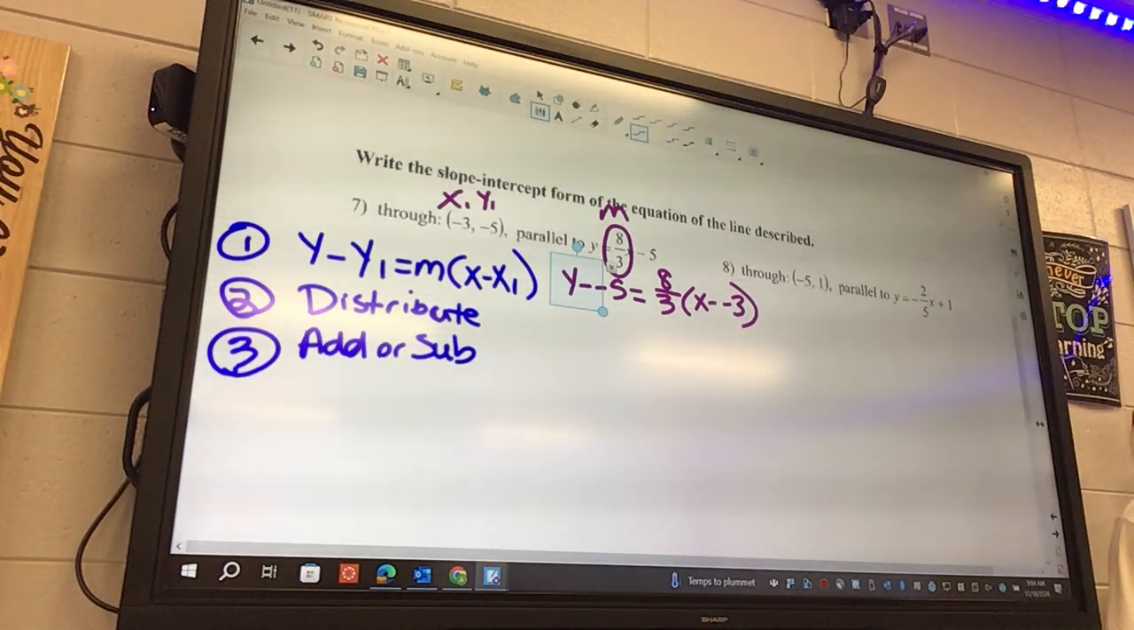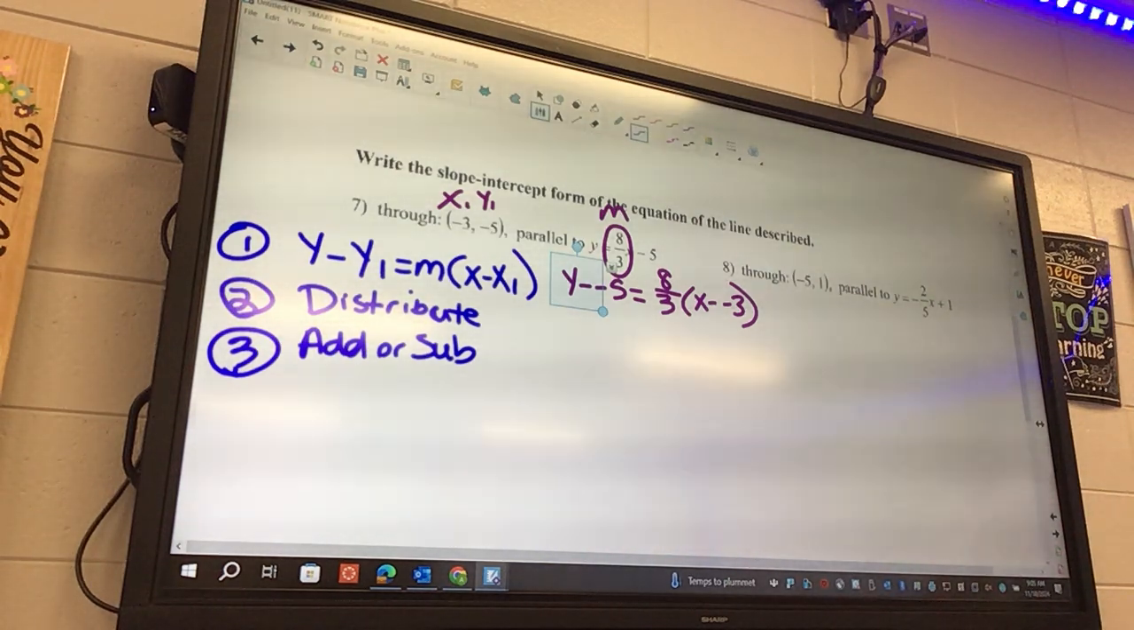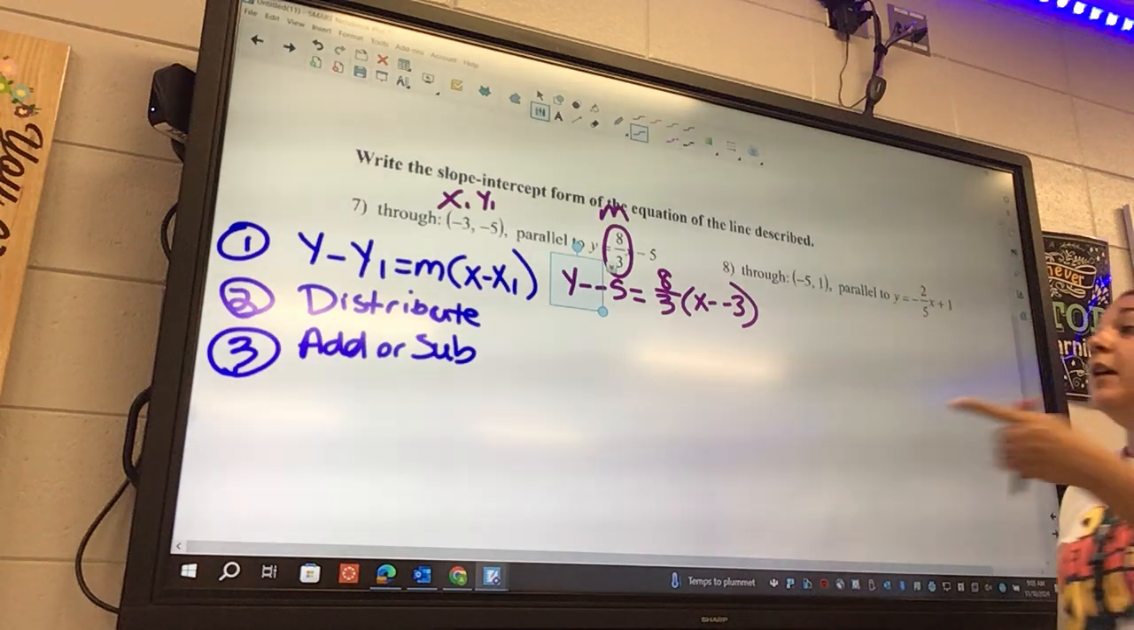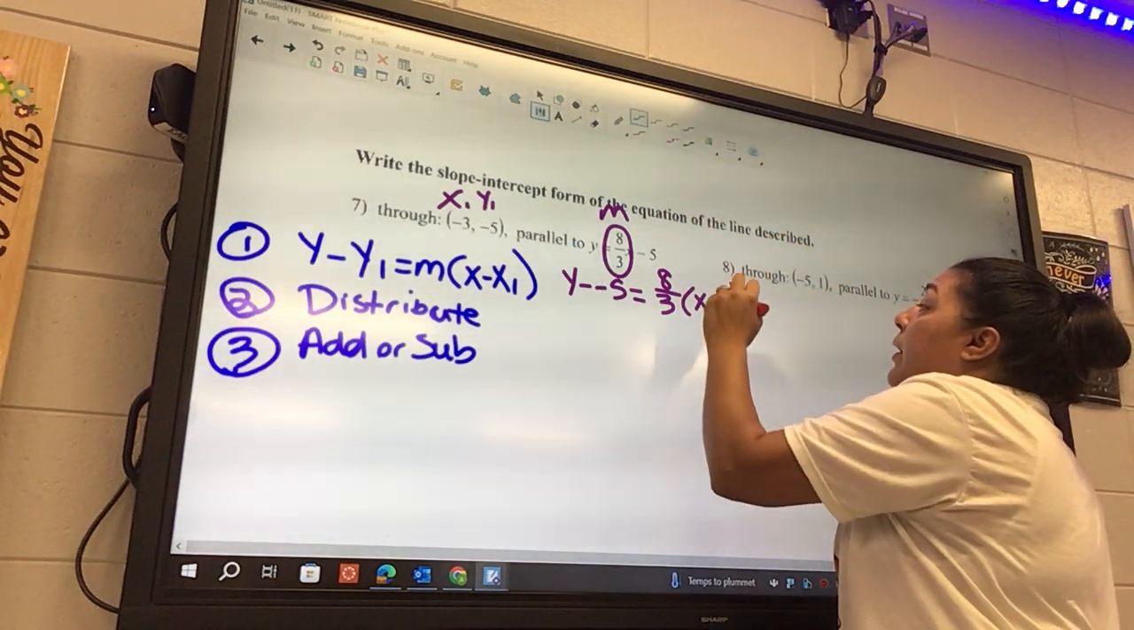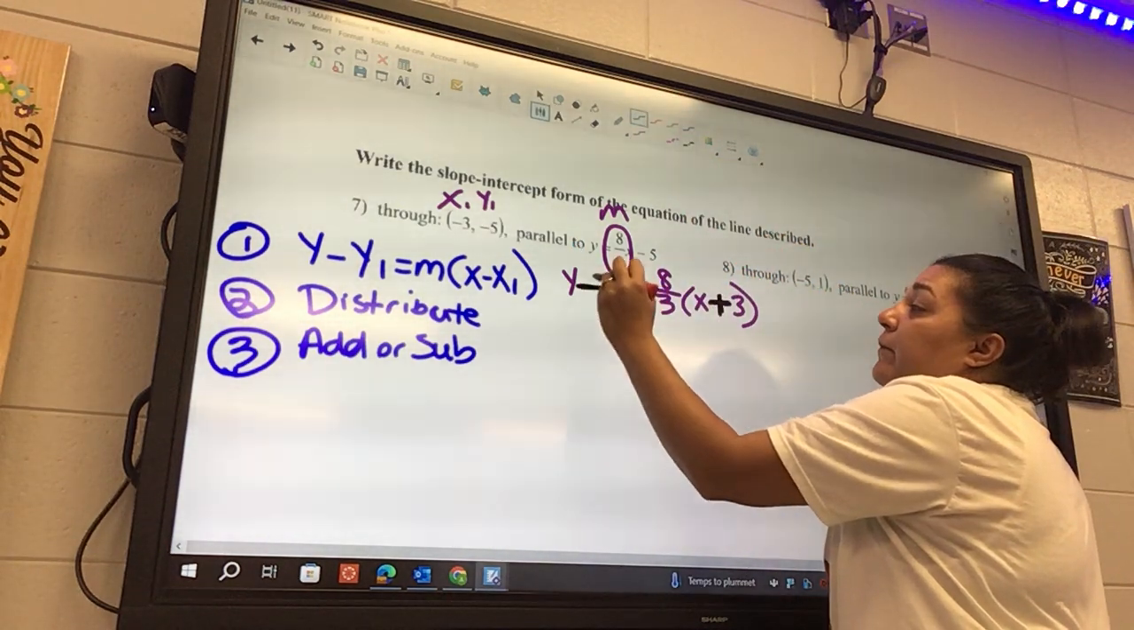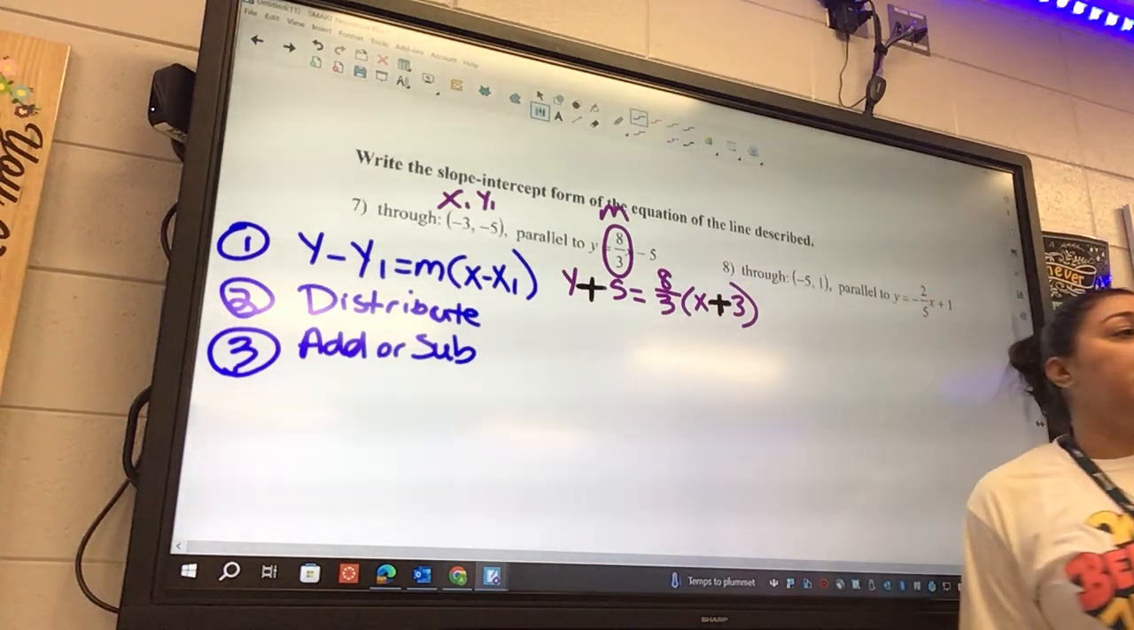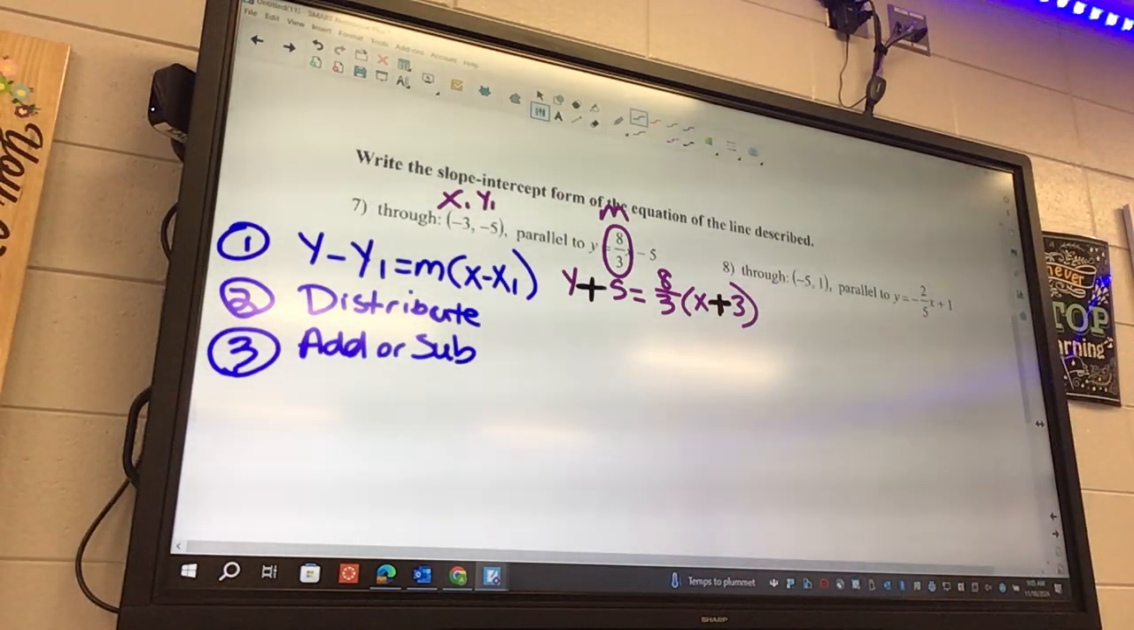Our next step after this is going to be to do what? I should have put in another step for the double negatives. Yes, change the signs. That's not always a step, but sometimes it is, so it kind of just depends. Okay, so that's our first step.